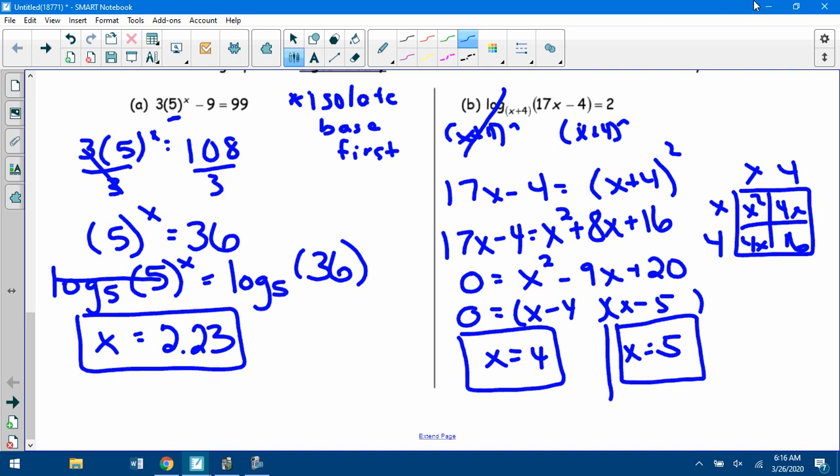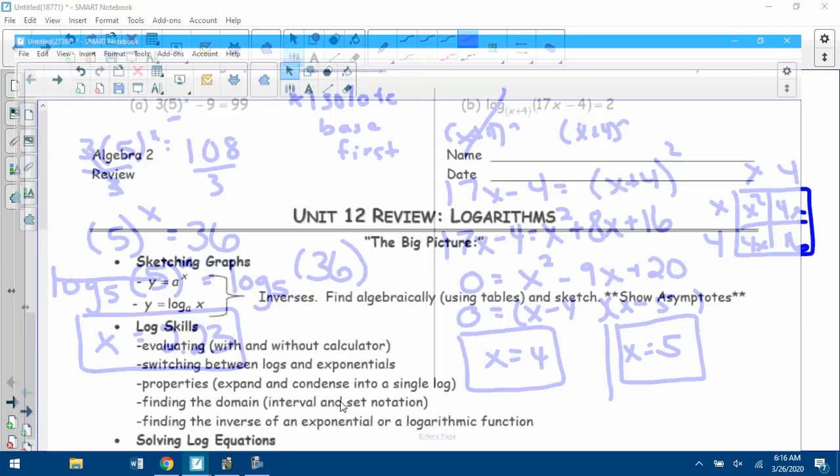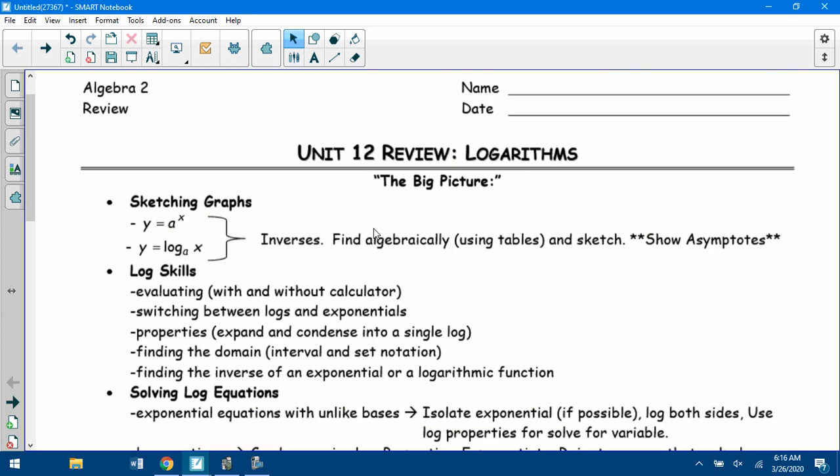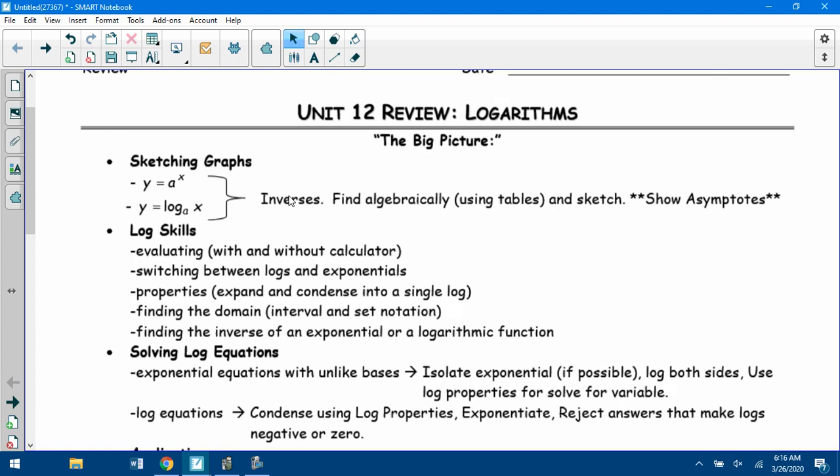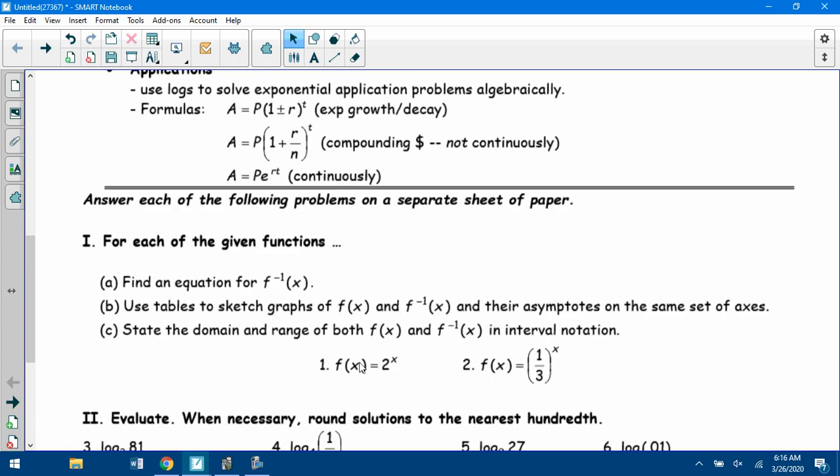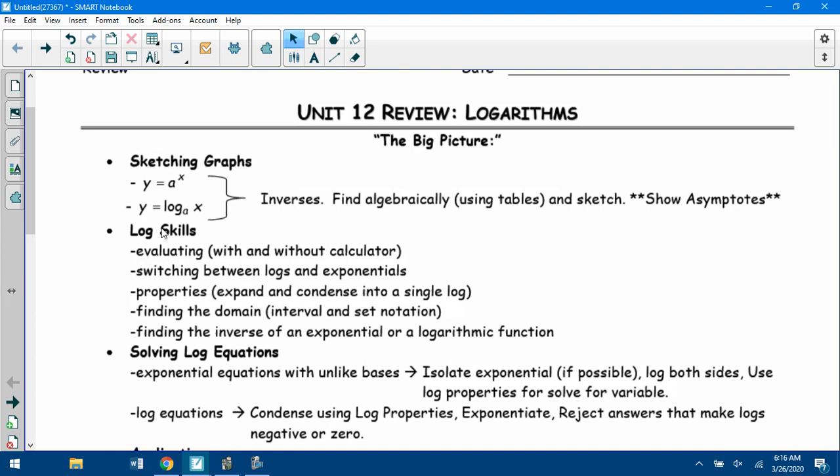All right, so just to talk through things quick, I'll do one of these sketching graphs first. I'll do the first question with you so you can get started on it.